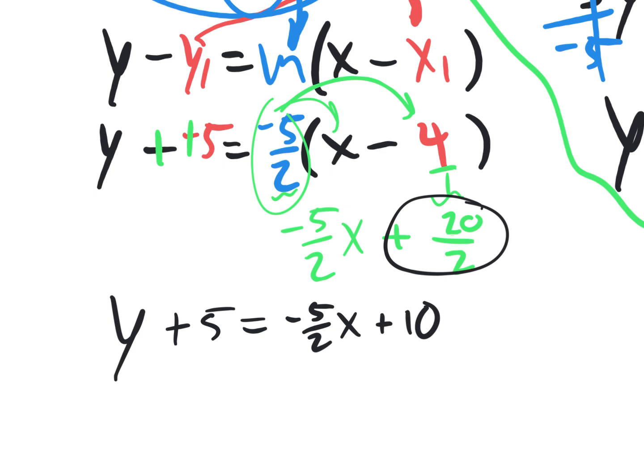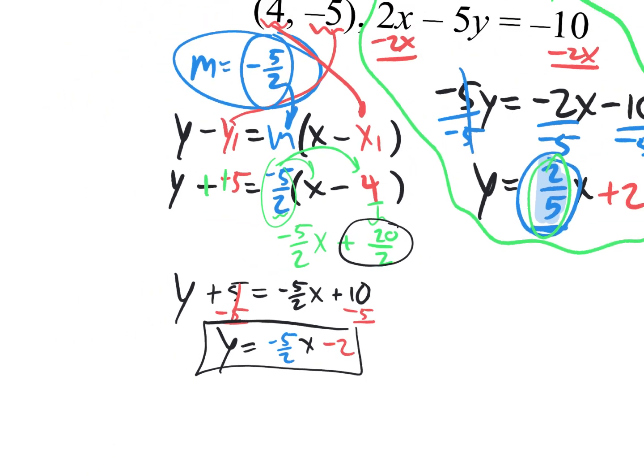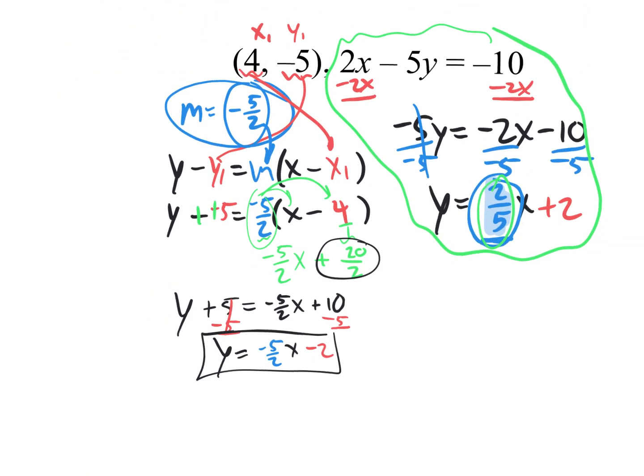So the final step to get this in slope-intercept form would be to subtract 5, and you'll end up with y equals -5/2 x minus 2. And that is your answer for this particular question, since they want it in slope-intercept form. If they would have said point-slope form, then this would be your answer right here. But they said slope-intercept form, and this is your answer for slope-intercept.